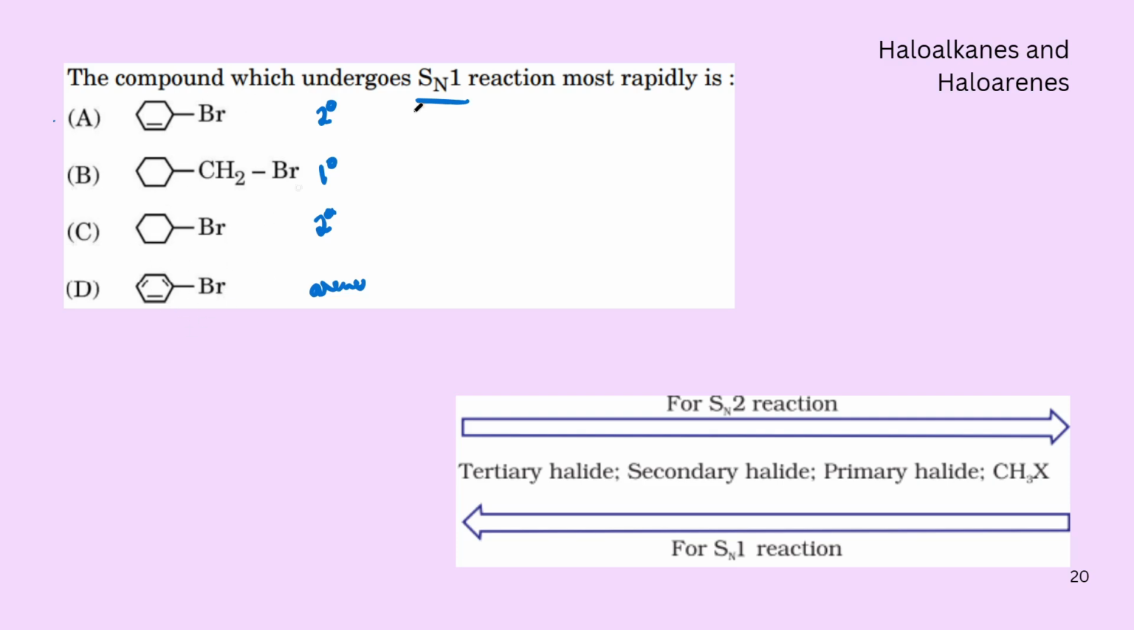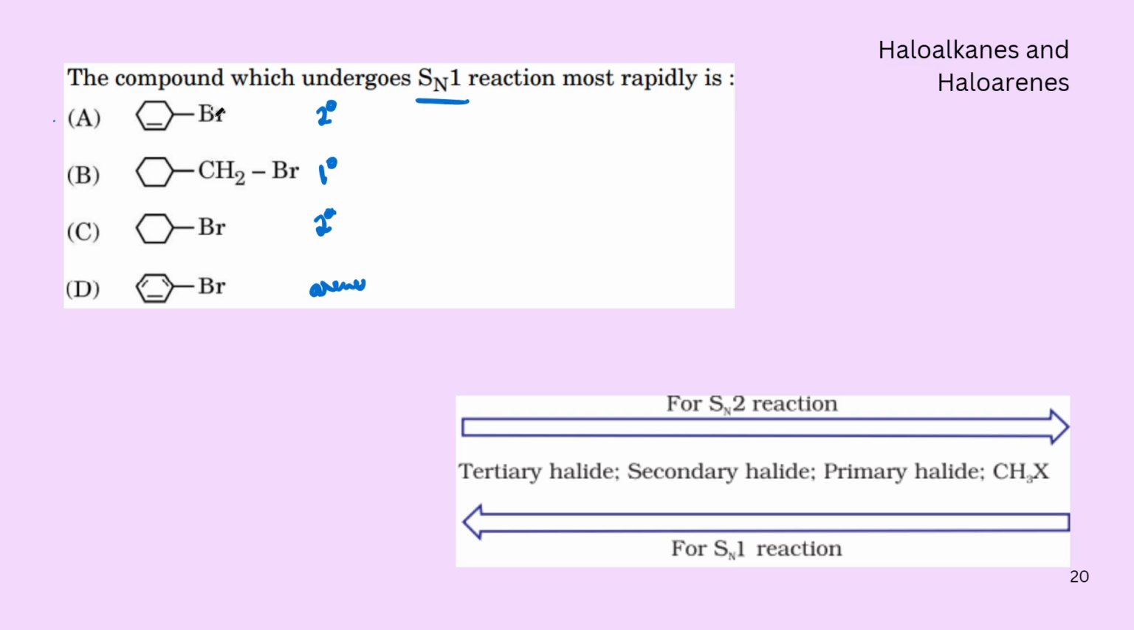Amongst all of these, we need to figure out which one undergoes SN1. So it's obviously not going to be B, because B is a primary alkyl halide, which tends to undergo SN2 reaction. And an arene prefers to undergo an electrophilic substitution reaction. It does not undergo a nucleophilic substitution reaction. So this is obviously also out.